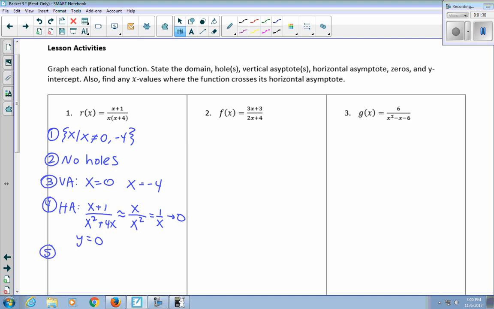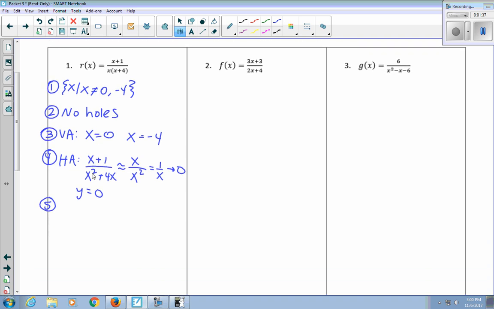X and y intercepts. So x-intercepts happen when the numerator equals 0, so that's x equals -1. Y-intercepts happen when you plug 0 in. R of 0 would be undefined, right? 0 is not part of the domain. So there's no y-intercept.